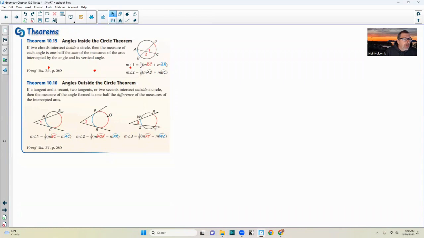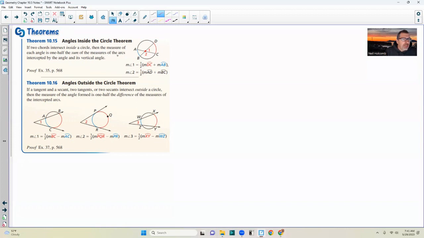All right, so here we go. Theorems 10.15 and 10.16. Not much to remember in this chapter, is there? 16 theorems. All right, so theorem 15 says the angles inside the circle theorem. Here's an interior angle right there. The two non-parallel lines intersect inside the circle. If two chords, BD and AC, intersect inside a circle, then the measure of each angle is half the sum of the measures of the arcs.